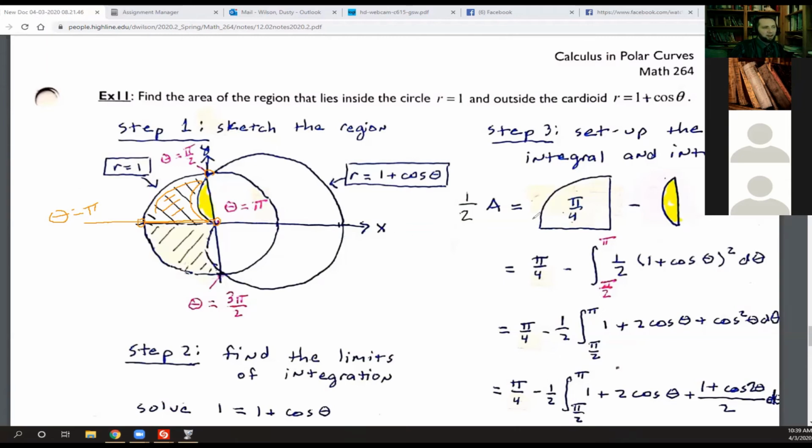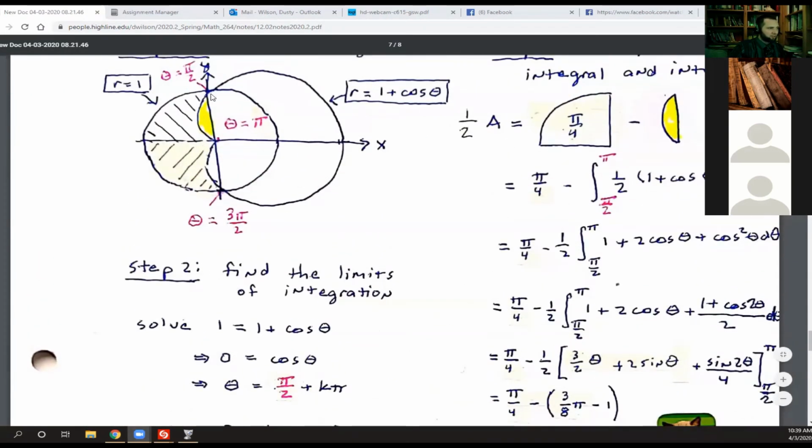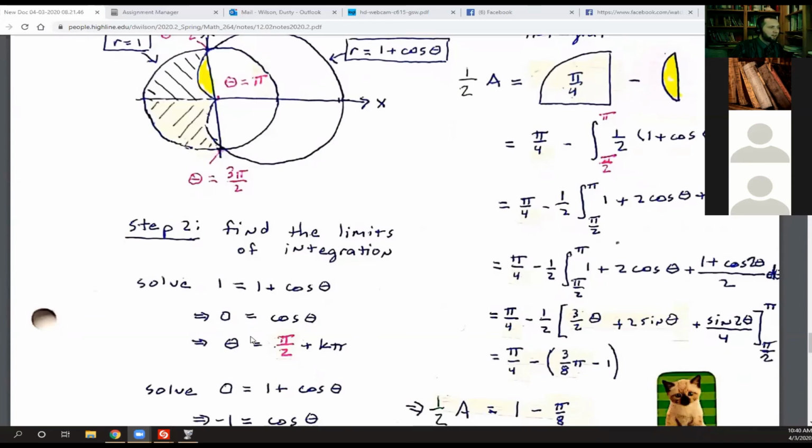We can find those theta values algebraically by saying this top value would be where the cardioid, r equals 1 plus cosine, equals the circle, r equals 1. So here's the cardioid, r equals 1 plus cosine theta. Here's the circle, r equals 1. And I can set those equal to each other, and that will tell me the theta value where the two intersect. And so they're going to intersect when 0 equals cosine theta, which is when theta equals pi over 2 plus k pi.